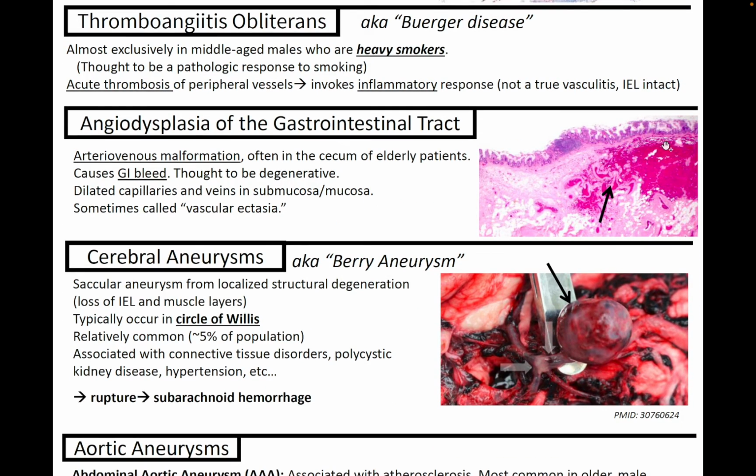Next up, we have thromboangiitis obliterans, or Buerger disease. So this almost exclusively occurs in middle-aged males who are heavy smokers. It's thought to be a pathologic response to smoking with acute thrombosis of peripheral vessels, which invokes an inflammatory response, so it's not a true vasculitis as the internal elastic lamina is still intact.